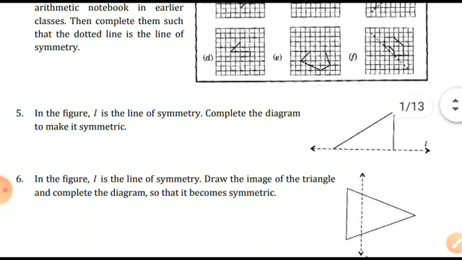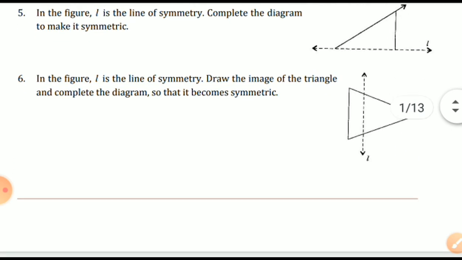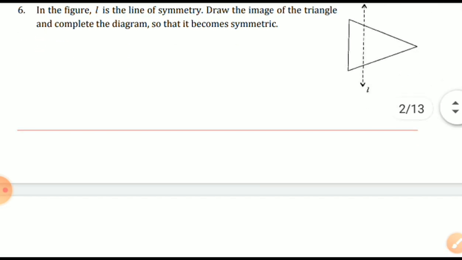First of all, see question number 5. In the figure, L is the line of symmetry. Complete the diagram to make it symmetric. My dear students, here the dotted line is a symmetrical line, or you can say mirror line, and whatever the left downside part will be. Isn't it? Let's check the answer afterwards. Okay, one more is here. In the figure, L is the line of symmetry. Draw the image of the triangle and complete the diagram so that it becomes symmetric. Symmetric means exact copy, coinciding.